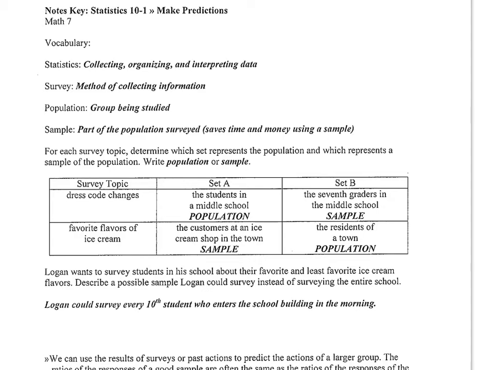The population is the group that's being studied. So if I took a survey of NTMS students about their favorite color, then my population would be NTMS students. A sample is part of the population surveyed. A reason why we use a sample instead of all the population is because it saves time and money. And if our sample is good enough, it usually reflects the population.